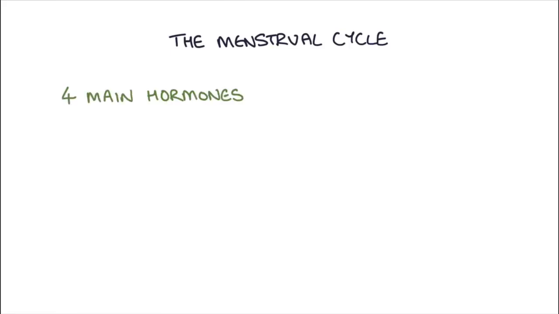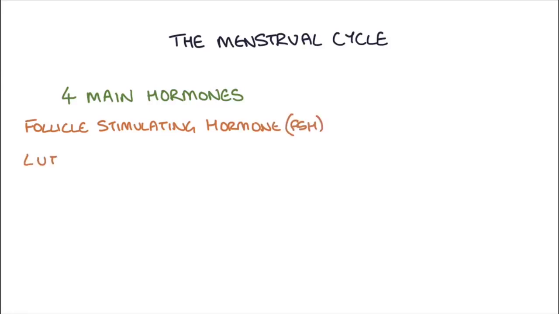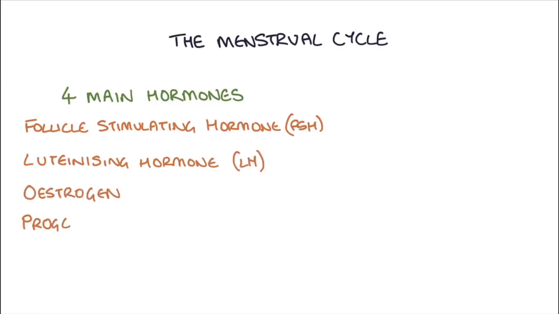I wanted to make a video explaining the menstrual cycle in a way that's really straightforward so that you can really understand how all of these different structures produce hormones that regulate this complicated cycle. The first thing to understand is the four main hormones involved in the menstrual cycle: follicle stimulating hormone, which we abbreviate to FSH, luteinizing hormone or LH, estrogen, and progesterone.